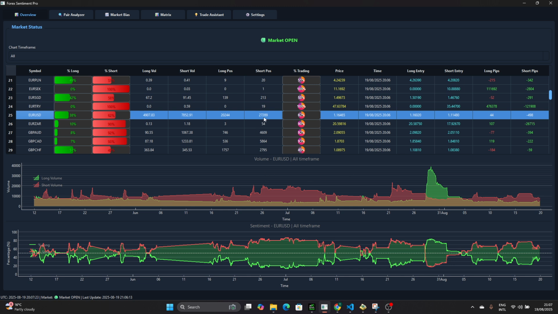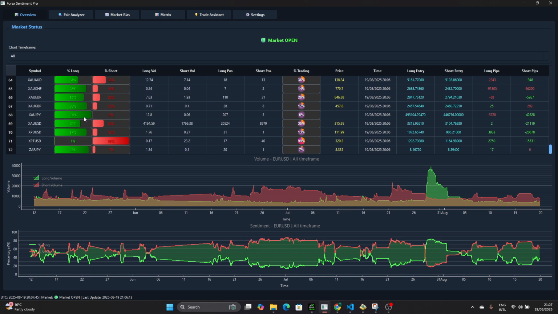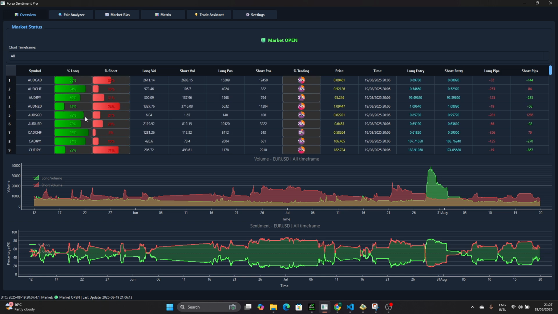The rest are basically the long and short volumes, where I will be explaining those in more detail in the next videos. The overview is a very basic tab, where you can scroll and get a quick insight about the whole market, the whole available instruments in the software.